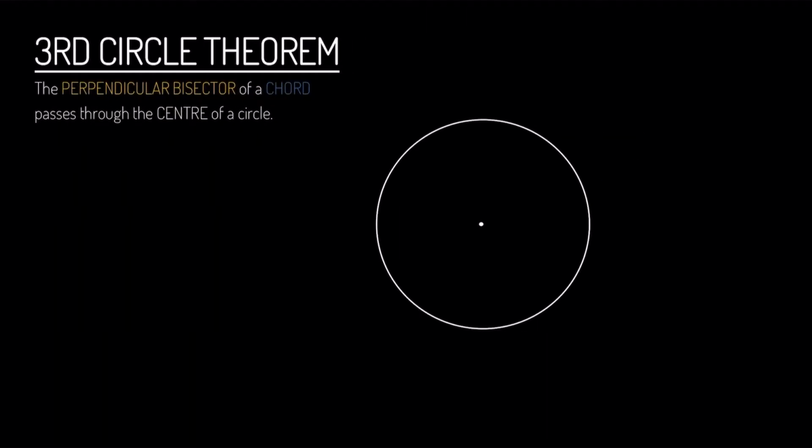The third circle theorem states that the perpendicular bisector of a chord passes through the center of a circle. This might sound confusing, but I'm going to break it down by drawing the chord first. So let's draw that like this. Now this word perpendicular just means 90 degrees. And this word bisector means the middle or half. So let's start by drawing a line that's perpendicular to the chord. So a line like this, and at 90 degrees, it's roughly like that.